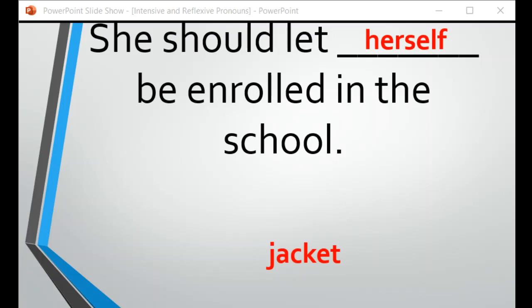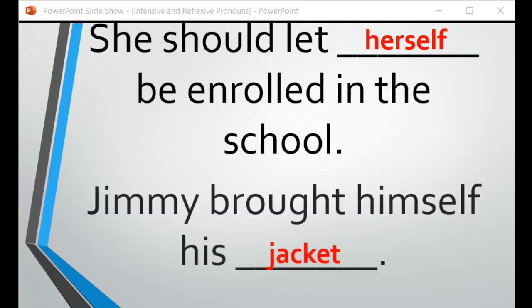She should let blank into the school. Could you repeat? Okay. What then is your answer? Herself. You are correct. She should let herself into the school. Let's move on. Jimmy brought himself his blank.